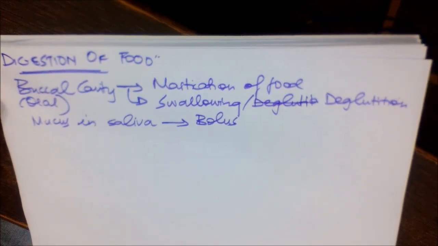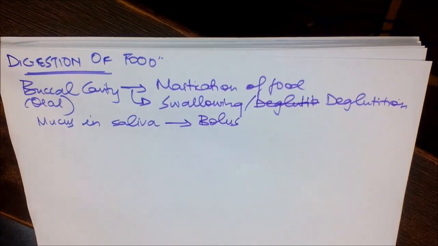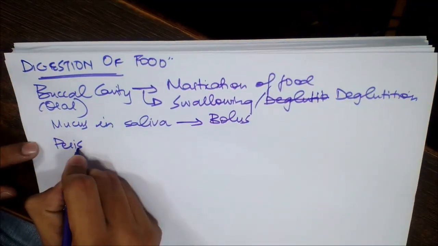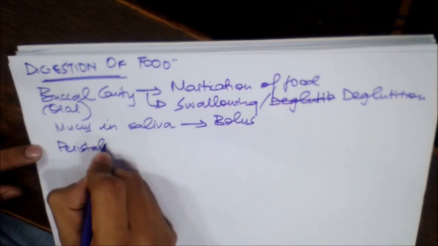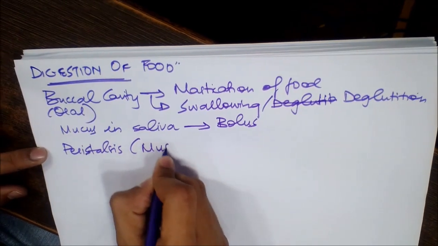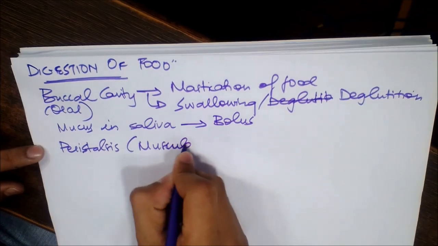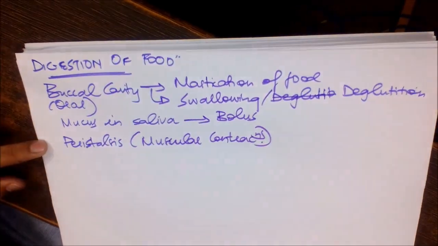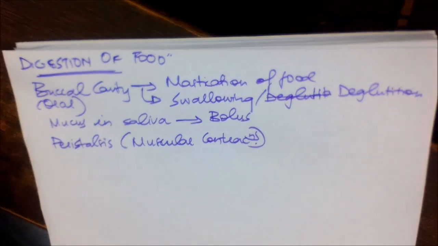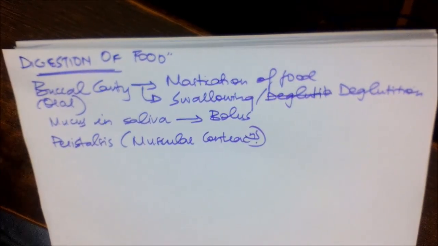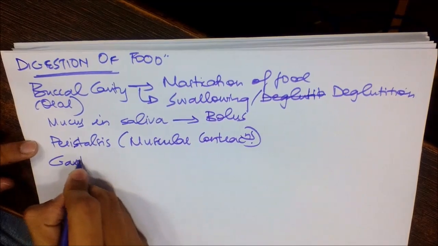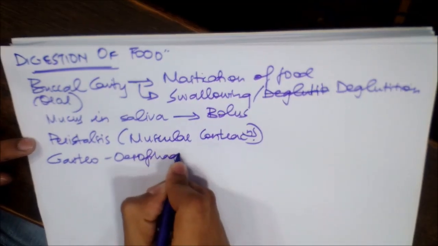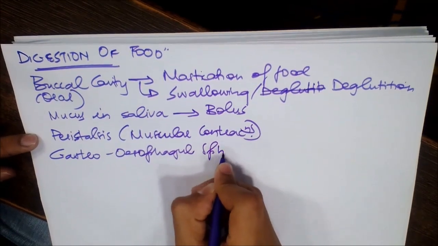The bolus further passes down through the esophagus by successive waves of muscular contractions called peristalsis. These are muscular contractions. The gastroesophageal sphincter controls the passage of food into the stomach. It is an important part of the system.